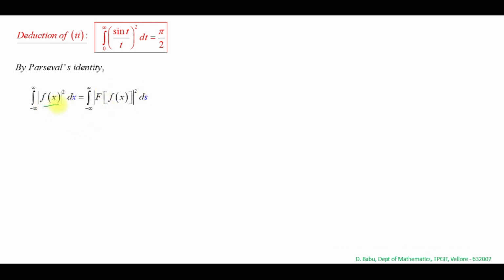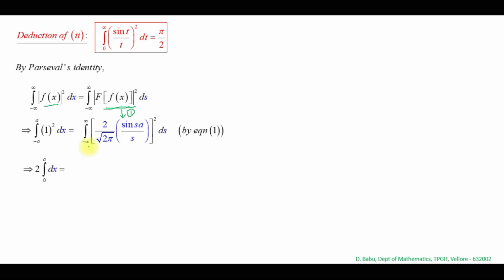So what is f of x? F of x is given as 1 in the limits minus a to plus a. Therefore it is written as the integral from minus a to plus a of 1 square dx, which is equal to what is given in equation 1. So we can use equation 1: integration minus infinity to plus infinity of 2 divided by square root of 2 pi, sin s divided by s, the whole square, into ds. Constant functions are always even functions, therefore the left side can be written as 2 times 0 to a dx.